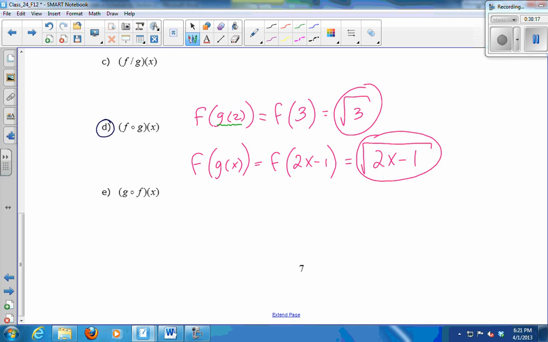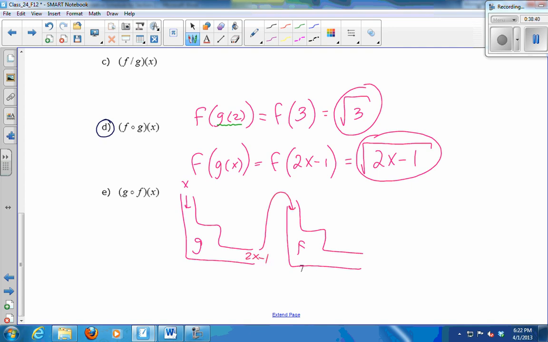And if I want the domain of this thing, I draw my two function machines. g comes first, then f, because you work inside out. First I put in an x, and g is going to do 2x minus 1. I plug that into f, take the square root of the input, so that's my new output. Do I have any restrictions on g, the function that multiplies by 2 and subtracts 1? No, no restrictions.